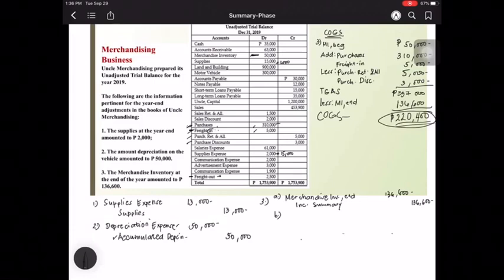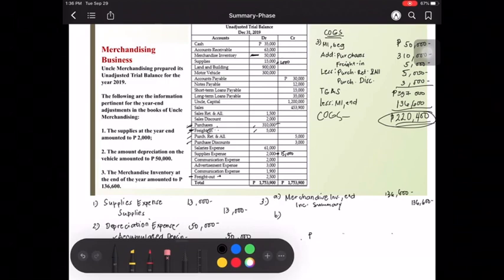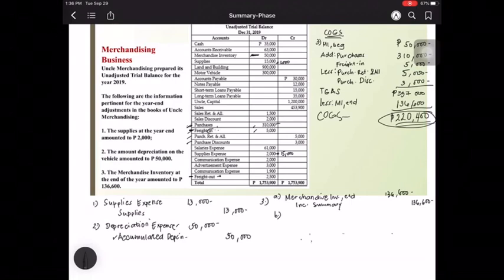Purchases are originally debited, therefore to close it, we have to credit your purchase account. So we have to debit your income summary, credit purchase. How much is the amount of our purchase here? We have 310,000 pesos. Okay, next, your freight in. Your freight in is originally debited, therefore to close its amount, we have to credit it. So credit freight in, we have 5,000 pesos.